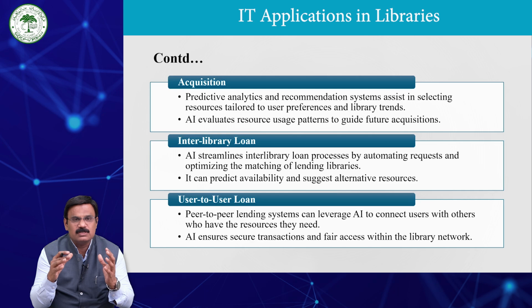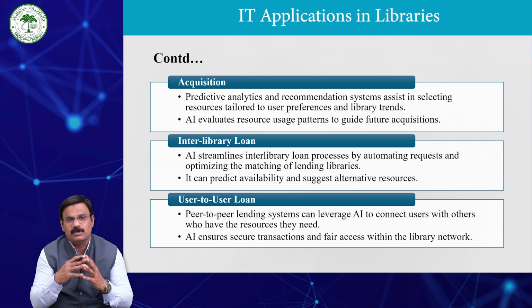As far as acquisition is concerned, AI can be used as predictive analytics and a recommendation system that assists in selecting resources tailored to user preferences and library trends. AI evaluates resource usage patterns to guide future acquisitions. In interlibrary loan, AI streamlines processes by automating requests and optimizing the matching of lending libraries. It can predict availability and suggest alternative resources.